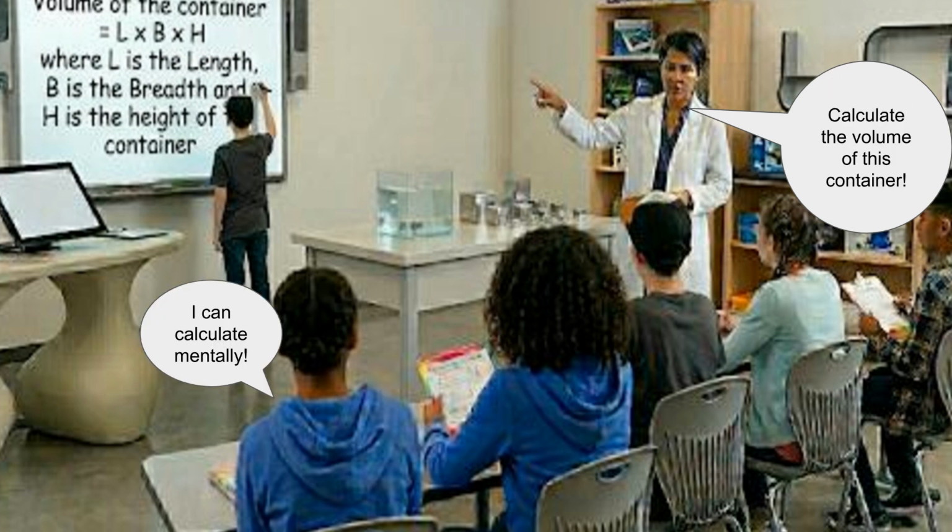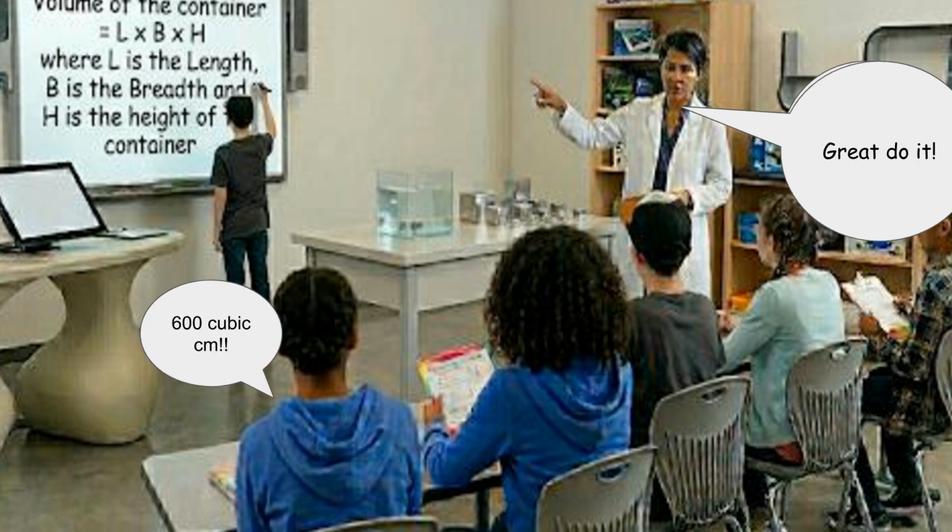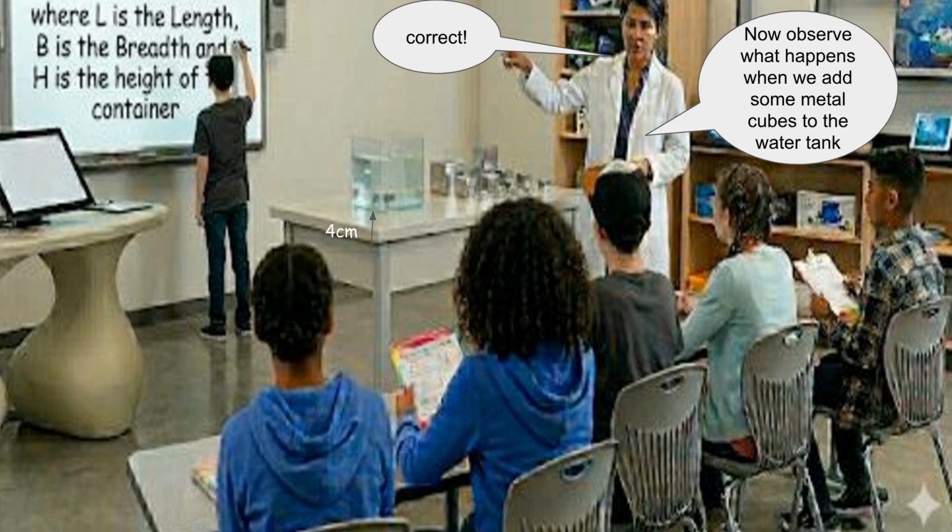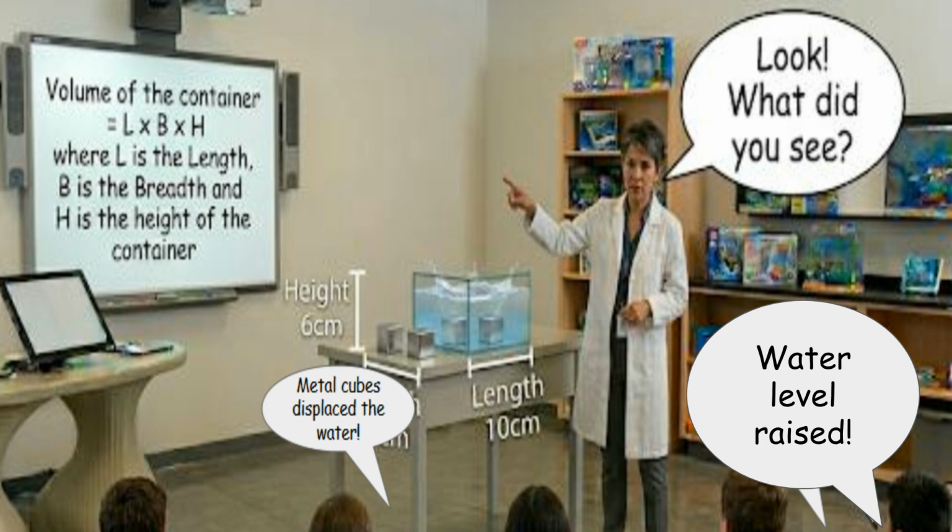A student volunteers to calculate the volume mentally. The student correctly calculates the volume to be 600 cubic cm. Well done. That's correct. Now observe what happens when we add some metal cubes to the water tank. Look, when the metal cubes were added, the water level rose. This means the metal cubes displaced the water.